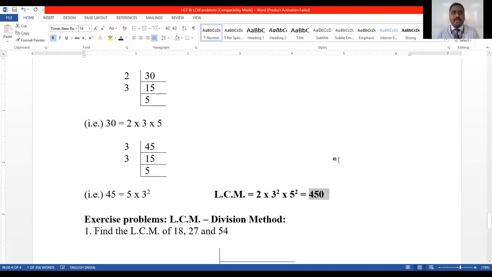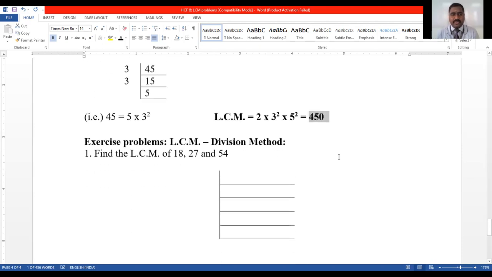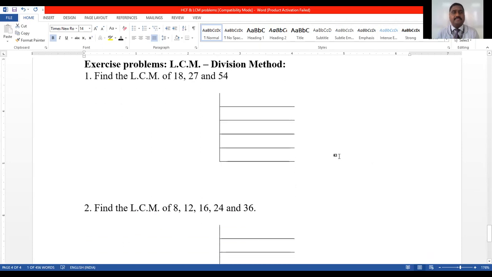Now, next, how to find the LCM value by the division method. Now in HCF, what is the condition? The highest number should be divided by the lowest number, right? And then you should keep on dividing until you get 0. Finally, when you get 0, that particular divisor is called the highest common factor.